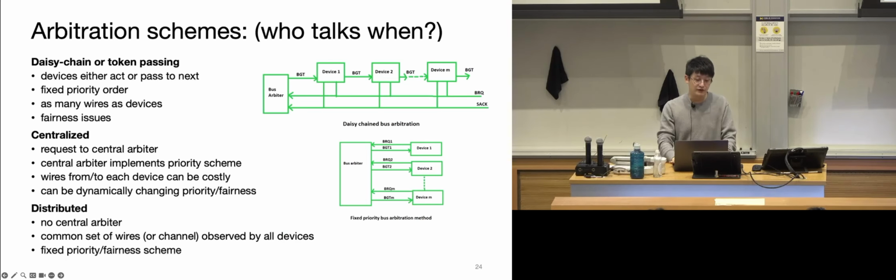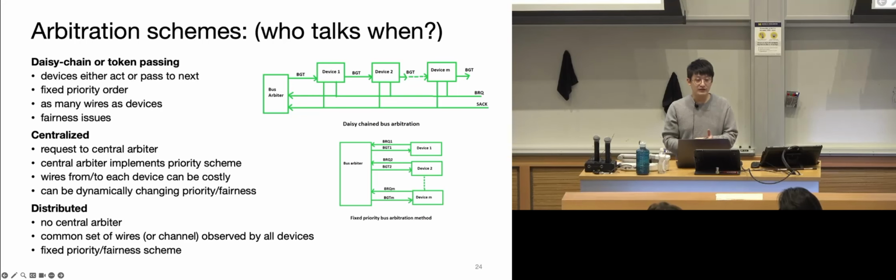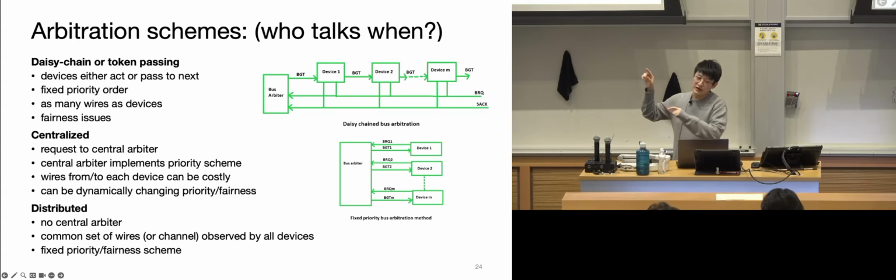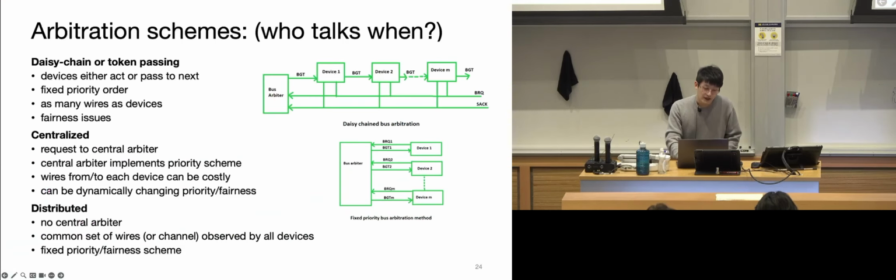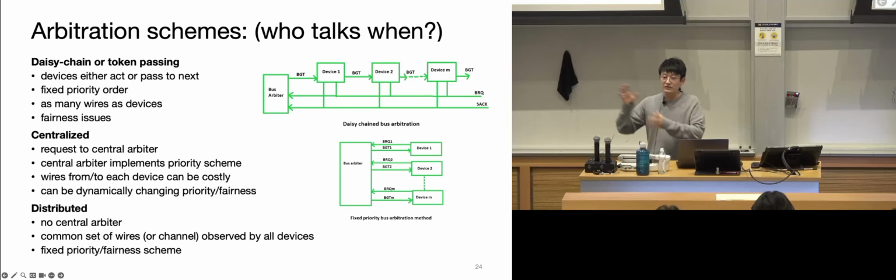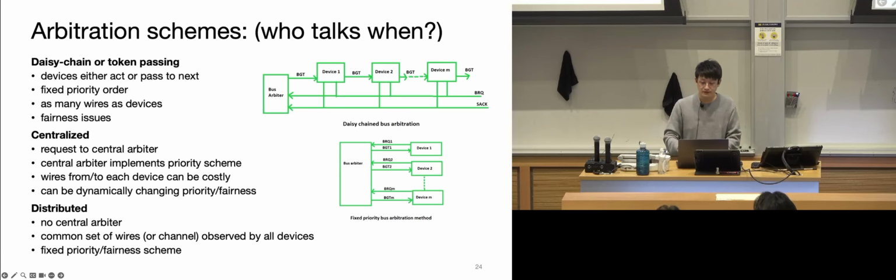We also have the distributed one. So this one has no clear central arbiter, and it's common that I have a set of wires just connecting them. There are various different ways to do that. In the previous ones, we have, for example, the hybrid or the ring. They can all be considered as the distributed ones. And you usually have fixed priorities or a fairness scheme, so that within that network, it knows which one talks first.